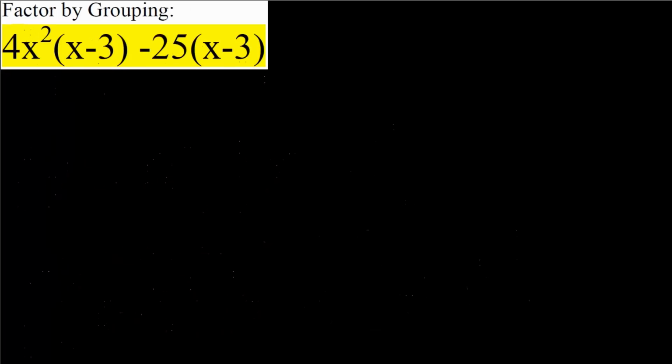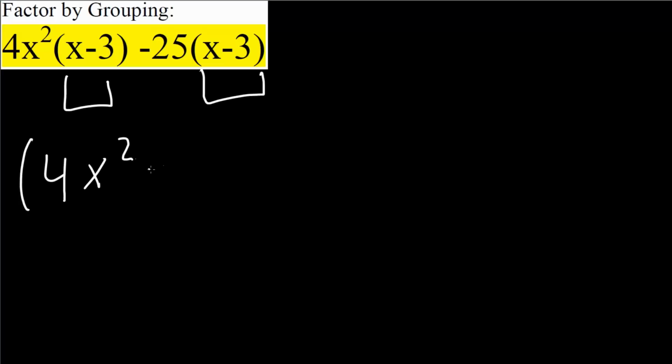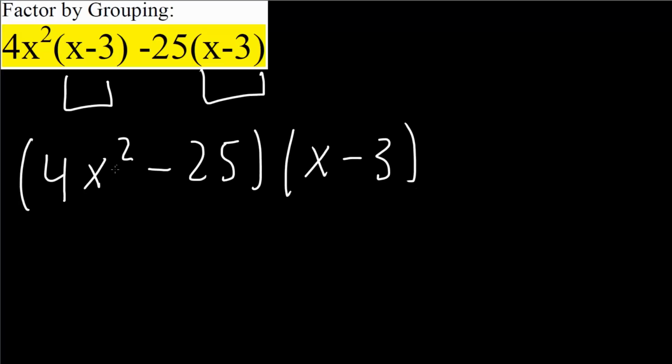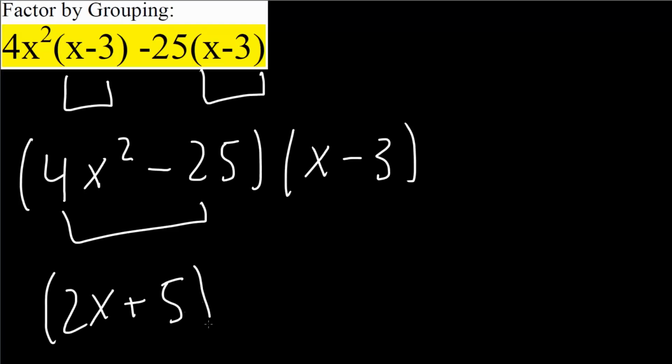And now we will do the second problem. Same exact method. We see a common term, x minus 3, and so we can do factor by grouping. So we would say parentheses 4x squared minus 25 times x minus 3. And now we see an x squared here. So we think, can we factor this further? And the answer is yes. We would get 2x plus 5 times 2x minus 5.